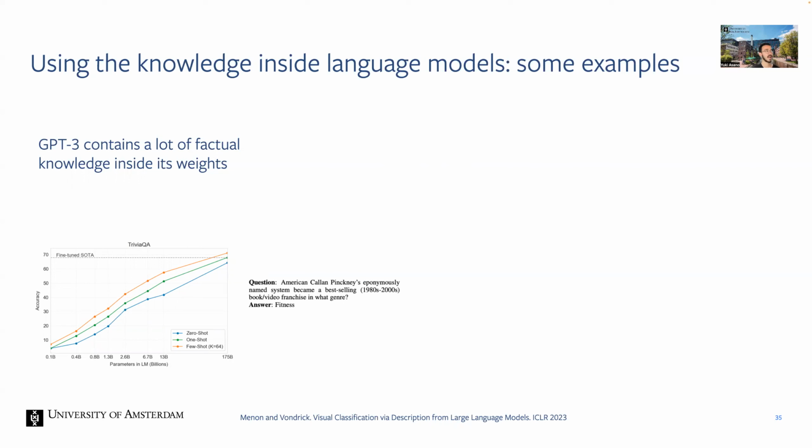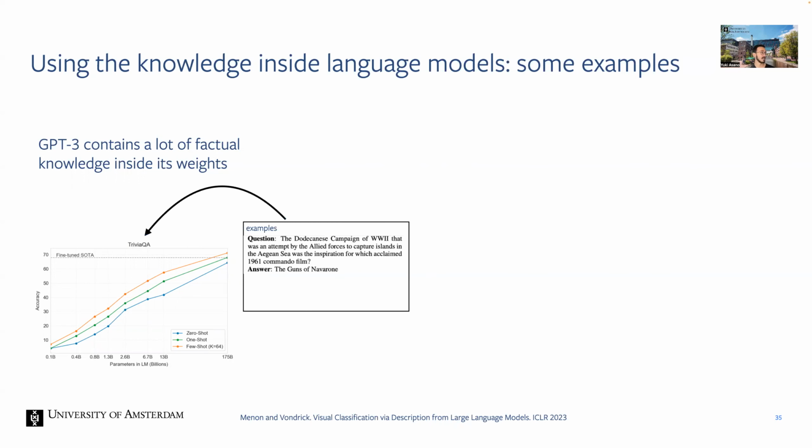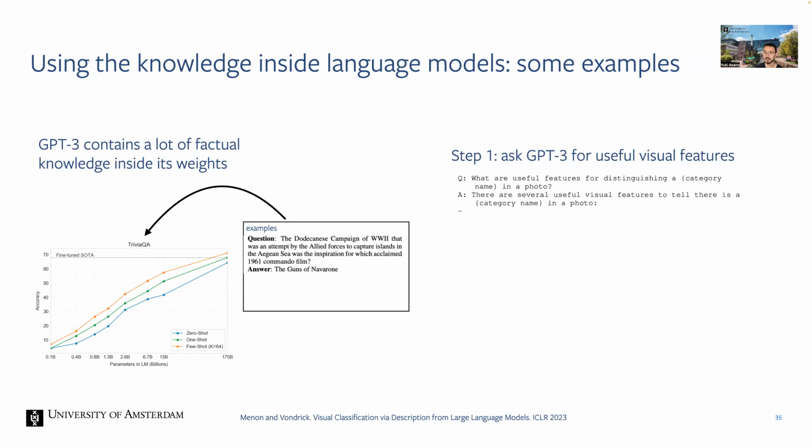And using that knowledge will be useful for a bunch of other tasks, including vision tasks, right? So one paper, for example, from Menon and Vondrick, is where you can ask GPT-3 for useful visual features. So let's say you want to be able to recognize 1,000 different categories. So you ask GPT-3, what are useful features for distinguishing a golden retriever in a photo? And you provide this prompt: there are several useful visual features to tell there's a golden retriever in a photo. And this is all you have. This is the whole text. You send this to GPT-3, and then it outputs a list of features.